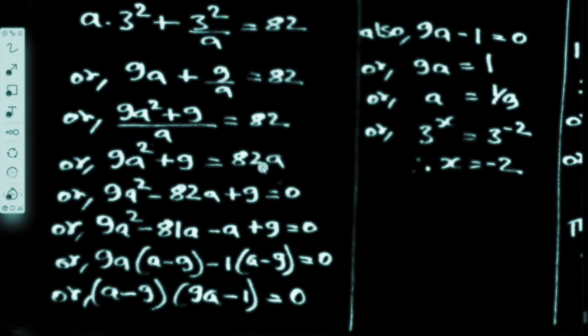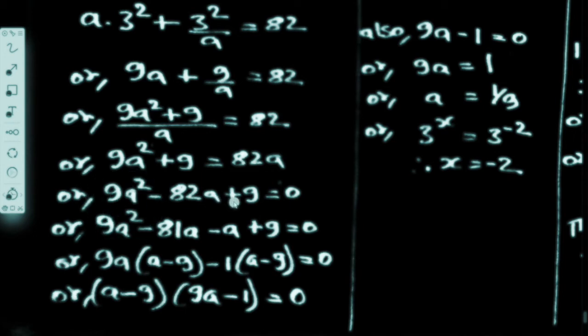It means this 82a has changed its side. If we change the side of 82a, plus sign is changed into minus. So 9a square minus 82a plus 9 equals 0. Or 9a square minus 81a minus a plus 9 equals 0.